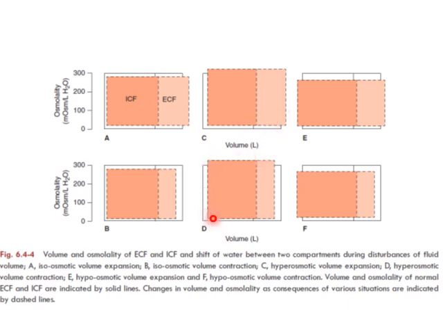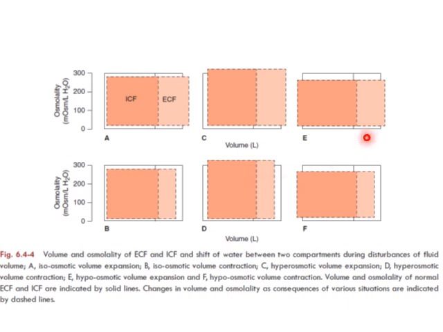Now in diagram D, we can see there is contraction of volume, but there is hyperosmotic volume contraction. The volume of ECF and ICF has reduced, whereas the osmolality of both ICF and ECF has increased. An example of this is over-enthusiastic treatment with hypertonic solutions like 3% normal saline.